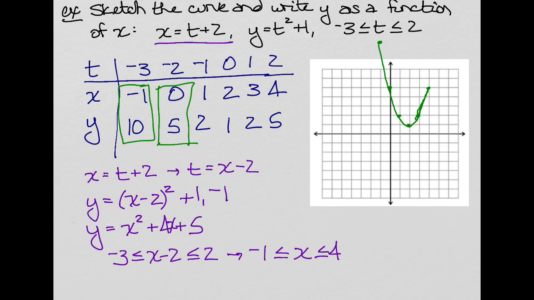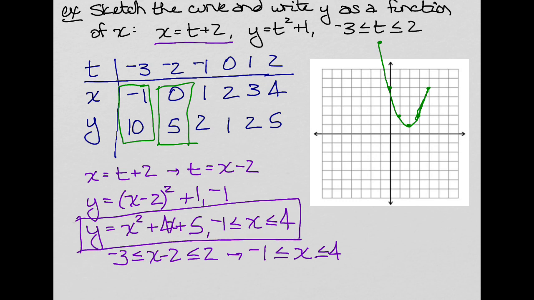I'm going to write it down here. So if we restrict x to being just between -1 and 4, then there's the equation that will get me that piece of that parabola.